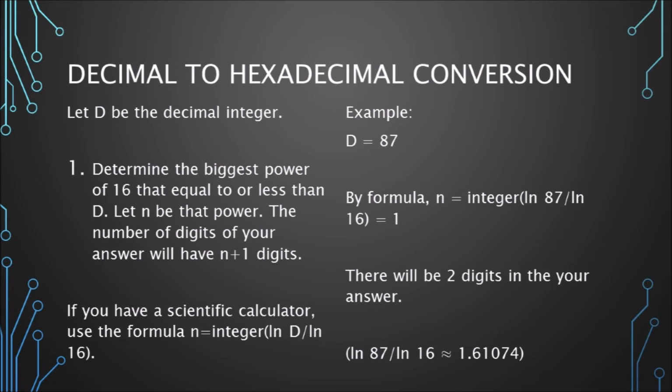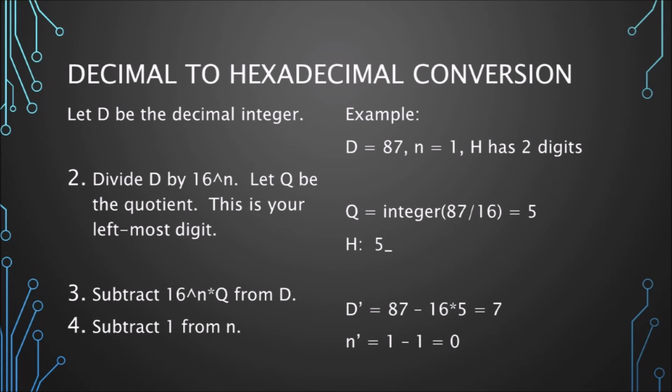If you have a scientific calculator, you may take the integer form of the logarithm of D divided by the logarithm of 16. For example, convert the decimal integer 87 to hexadecimal form. Divide the logarithm of 87 by the logarithm of 16 and take the integer part. That is, just ignore the fraction. We find that n is equal to 1. There will be 2 digits in our answer, which is n plus 1.